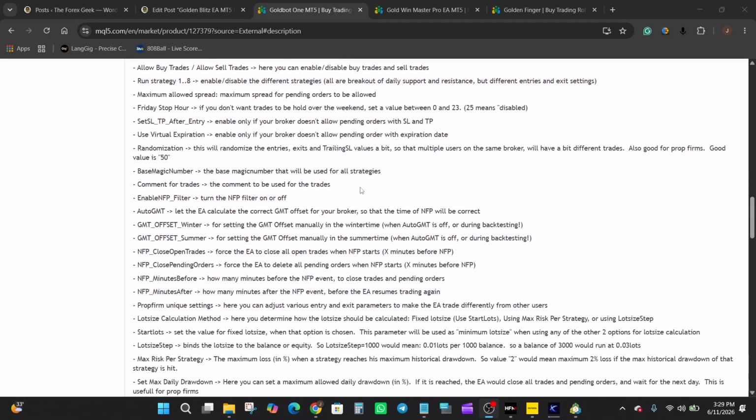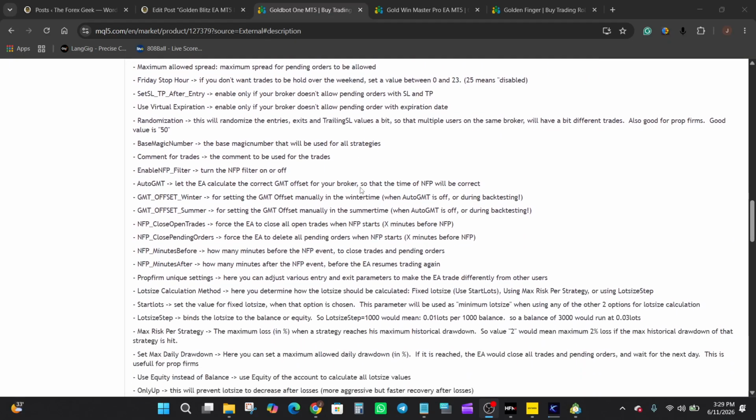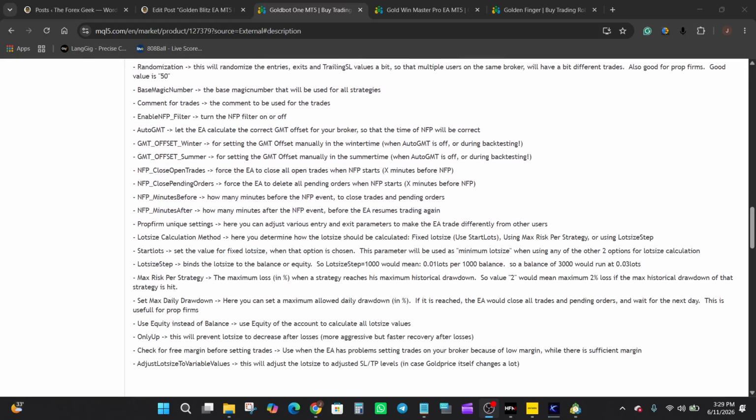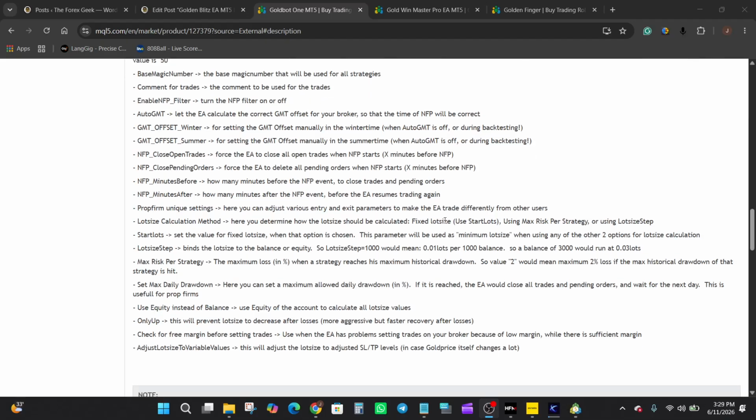Now, the EA also includes a flexible lot sizing system. Depending on the selected mode, position size can either be fixed or calculated based on risk per strategy. There are also settings that link lot size to balance or equity progression, as well as options like only up behavior, which prevents lot size from increasing after losses. These settings give traders different ways to control exposure depending on their account size and risk tolerance.